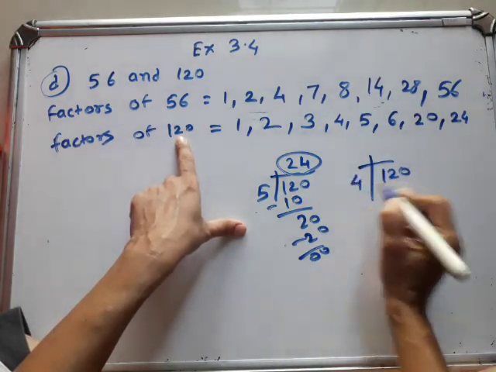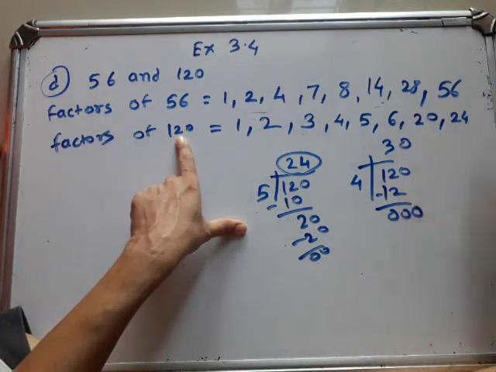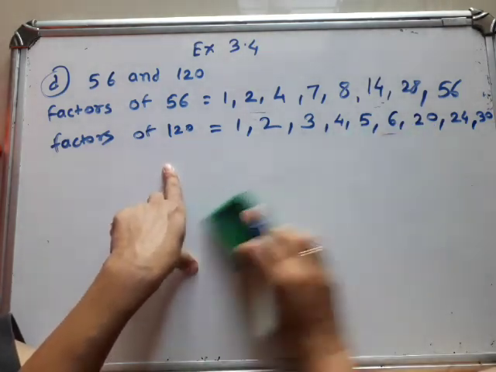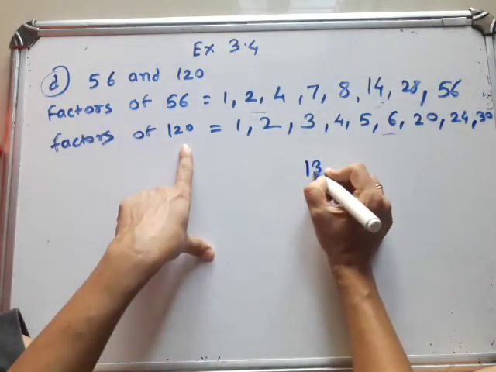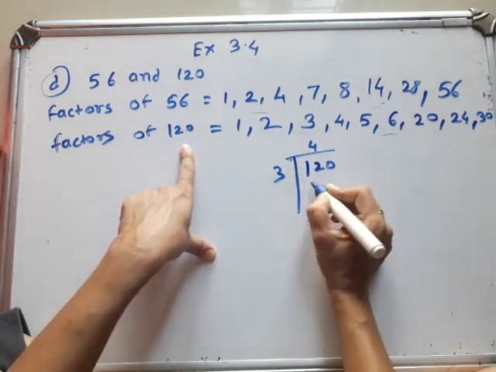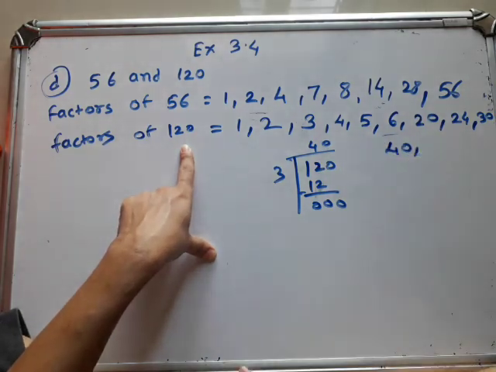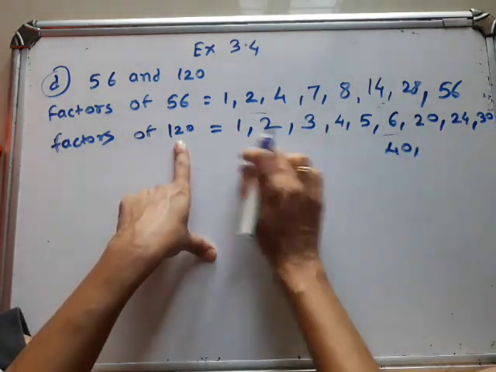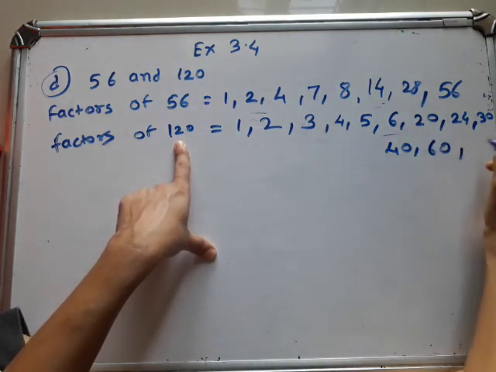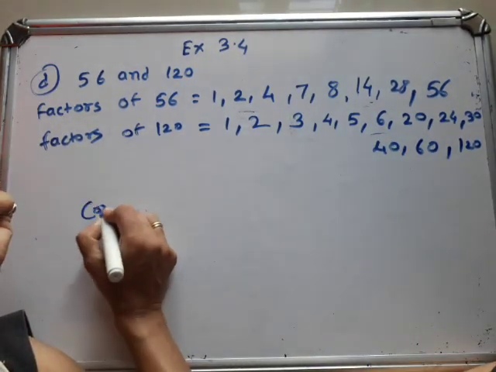Now you have to divide this number by 4. 4 threes are 12 and this 0 as it is. So it means this number will come in the table of 30 also. See, this is 30. Then divide the number 120 by 3: 3 fours are 12 and this 0 as it is, which means it comes in the table of 40 also. Then 2 sixes are 12 and this 0 as it is, which means it is in the table of 60, and 120 is the greatest factor. So in this way you find the common factors.